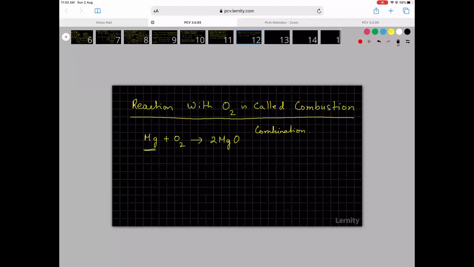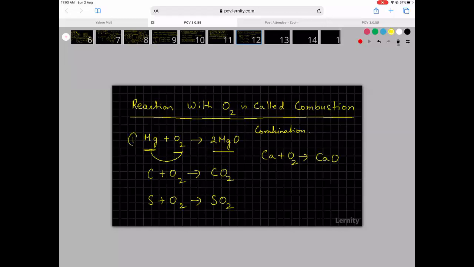So Mg burns in oxygen to form 2MgO. So it is combination with oxygen, a metal reacting with oxygen. Whenever any metal reacts with oxygen, we call it a combustion reaction. C plus O2 gives CO2. This is also a combustion reaction. Sulfur plus O2 gives you SO2. This is a combustion reaction. Calcium plus O2 gives you CaO. This is also a combustion reaction.